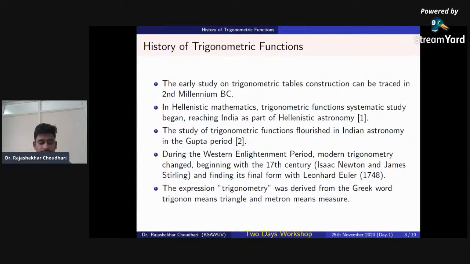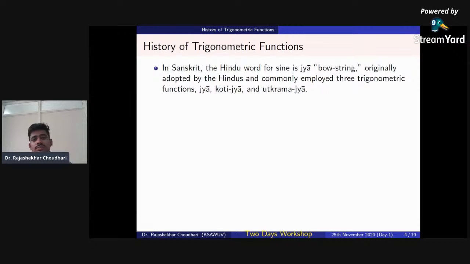Now coming back to India, the most commonly used language in ancient times was Sanskrit. In Sanskrit, the word for sine is ja, which means a bowstring. Apart from this, Indians also defined the other two trigonometrical functions, Kotija and Utkramaja. Ja is nothing but the sine function, Kotija is the cosine function, and Utkramaja is the versed sine function. The choice of the names Ja, Kotija and Utkramaja is based on some significance, which I will be discussing in the upcoming slides.